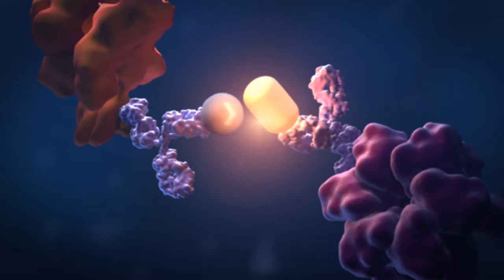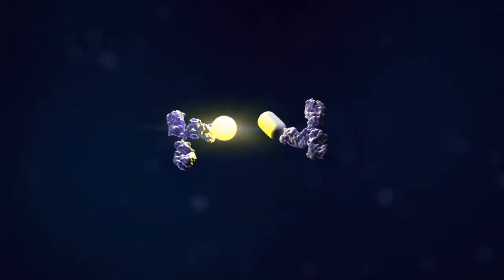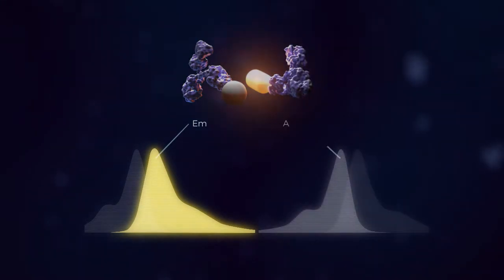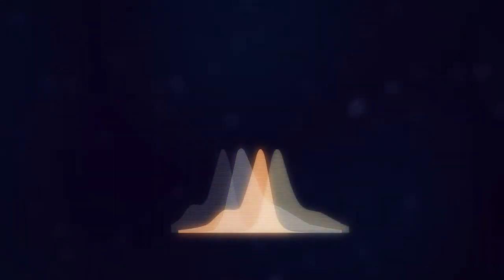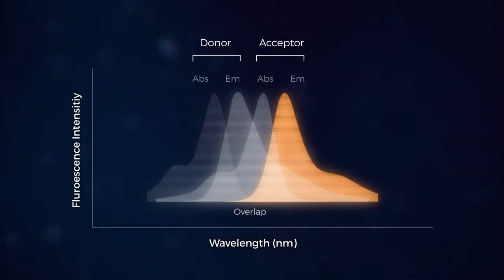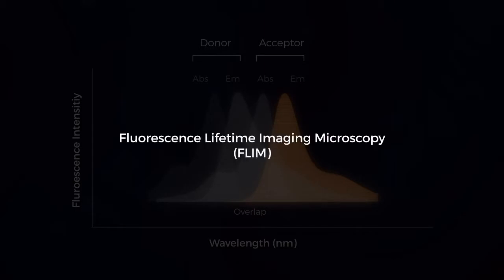FRET involves a non-radiative energy transfer from the so-called donor fluorophore to the so-called acceptor fluorophore, when the two molecules become less than 10 nanometers apart. This energy transfer occurs due to the overlap between the emission spectrum of the donor fluorophore and the absorption spectrum of the acceptor fluorophore. To quantify these interactions by FRET, a technique known as Fluorescence Lifetime Imaging Microscopy, or FLIM, is used.